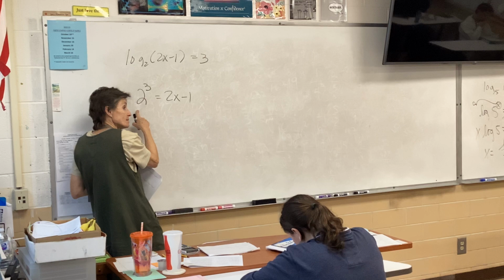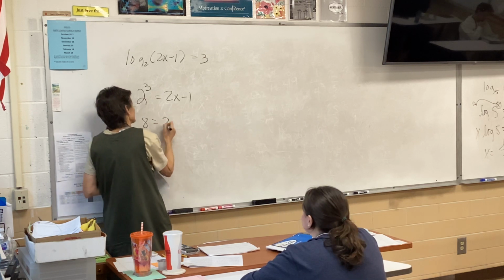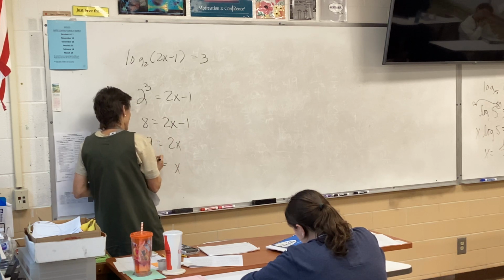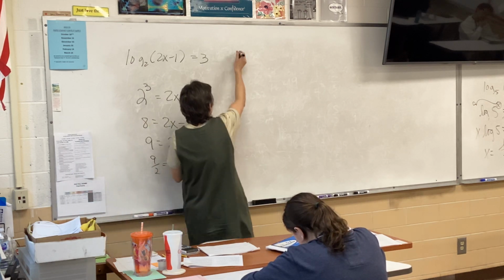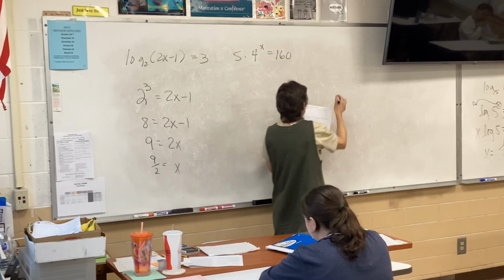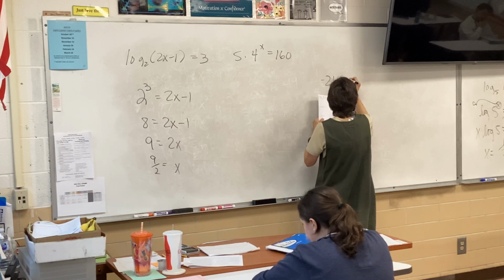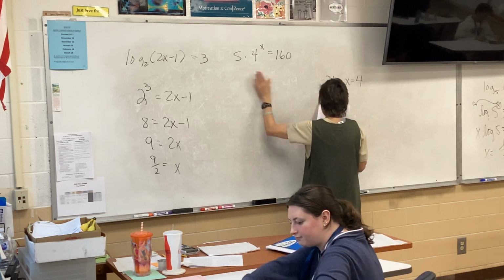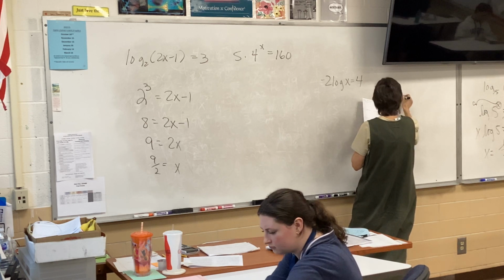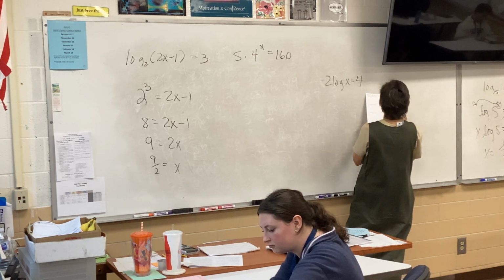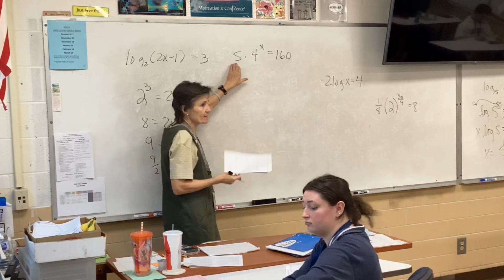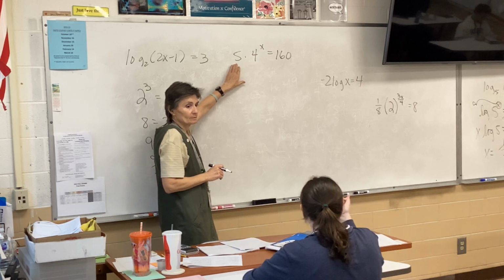2 to the 3rd is 8. I got 9 halves, but double check that, because I did it kind of quickly. Does that look okay to everybody? Alright, well what about the second one? What about problem B? Divide by 5. Divide by 5. Guys, that is a common theme for us. We can't have this extra number. So we're gonna divide.